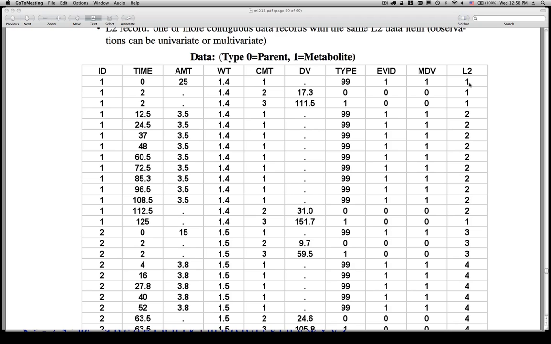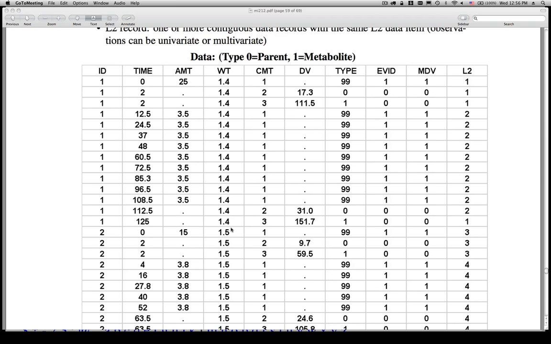Well, the L2 item here is specified so that contiguous observations within the same subject that have the same L2 item could be viewed as observations potentially correlated in the residual random effects. And so the way I've coded it here is that the L2 item for this first observation is 1, 1. Well, those are the same L2, they're contiguous, and so these two might be correlated. And then we go on with some dosing information and so on.